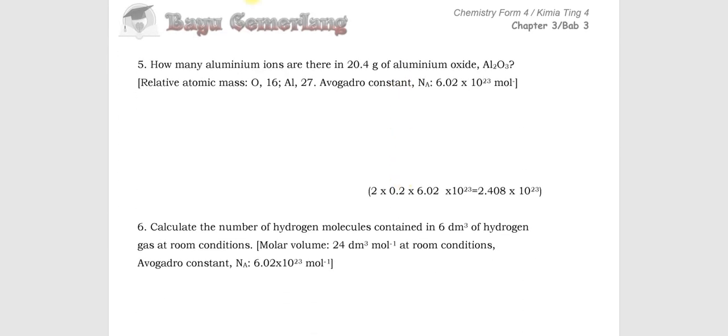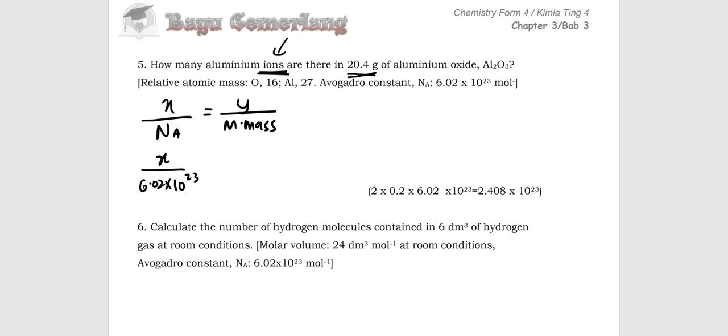How many aluminium ions are there in 20.4 gram of aluminium oxide? How many molecules you can do, right? How many ions and atoms? Be careful. Okay, it gives gram also. Then it asks for number of molecules. Right? So X over Na is equal to Y over molar mass. Okay, X is what we are going to find. Na is 6.02 times 10 to the power of 23. Okay, the molar mass we need to calculate.